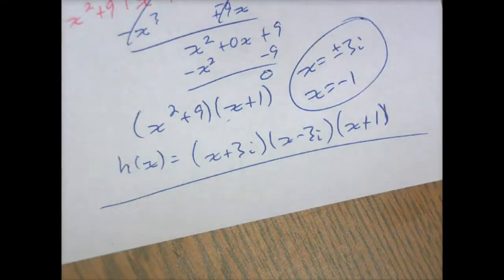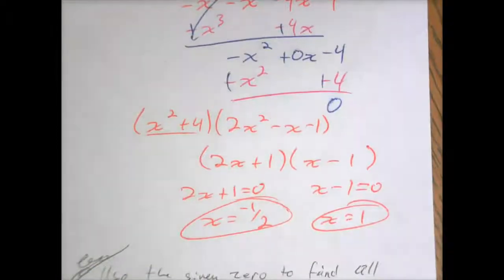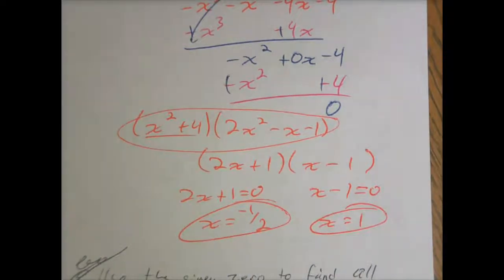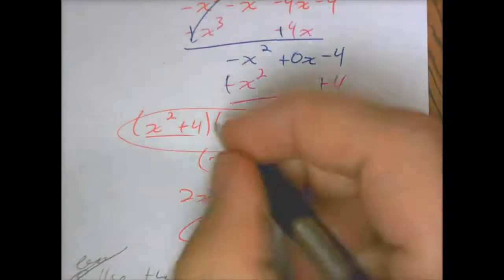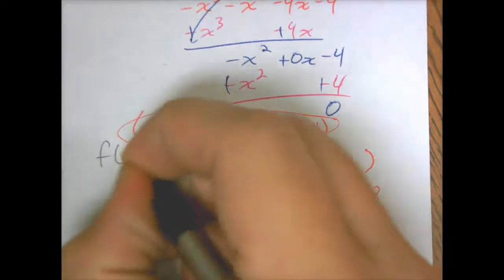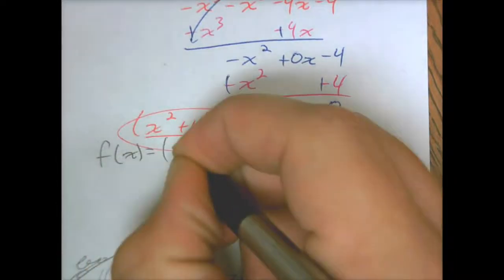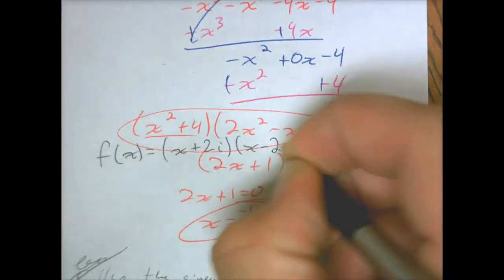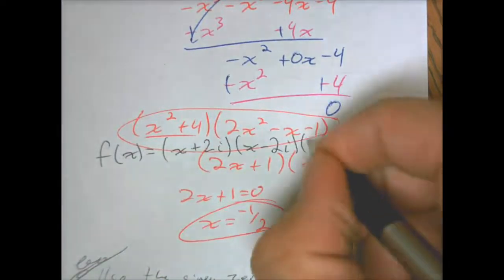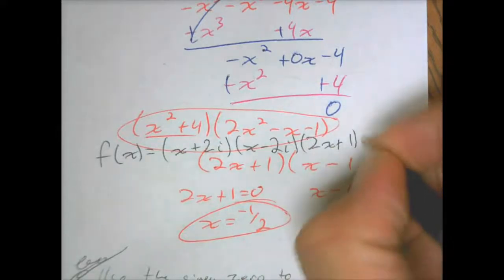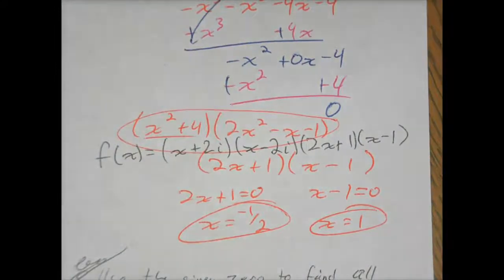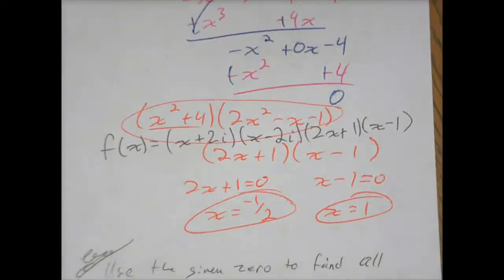You guys can pause the video, though. Okay, on the last one, your linear factors, I would go from kind of that point, so I'll just put this in linear factors. So you'd have f equals x plus 2i, x minus 2i, and then 2x plus 1, and x minus 1. There would be your linear factors. I got that one right. Good!